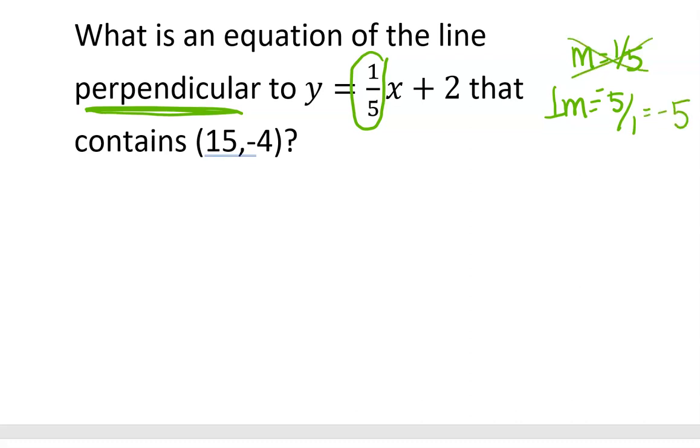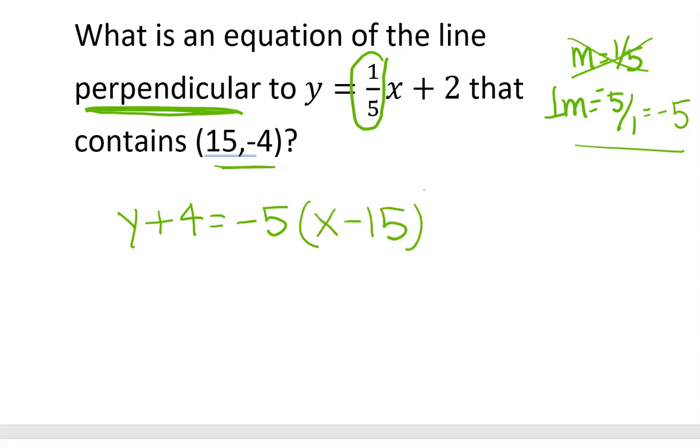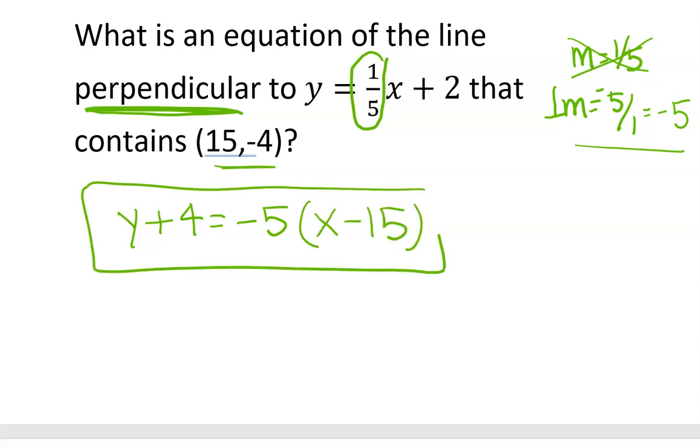Once I change, I don't want to go back to the beginning one because that'll be changing the whole question. And I want to use this new slope of -5 and my point 15, -4. So y minus -4 would make it +4. My slope is -5, and I have x minus 15. It just says what's an equation, so I'm going to leave it just like that.